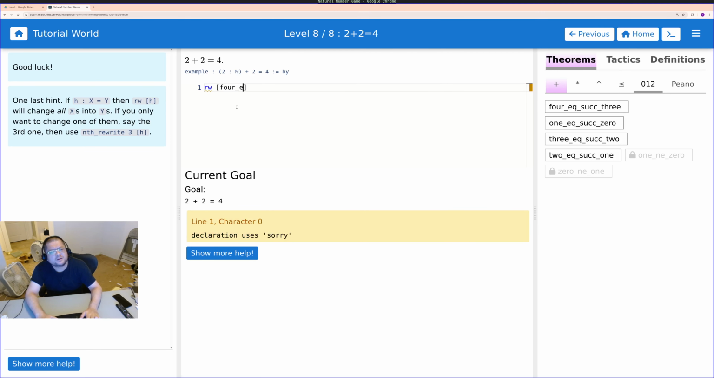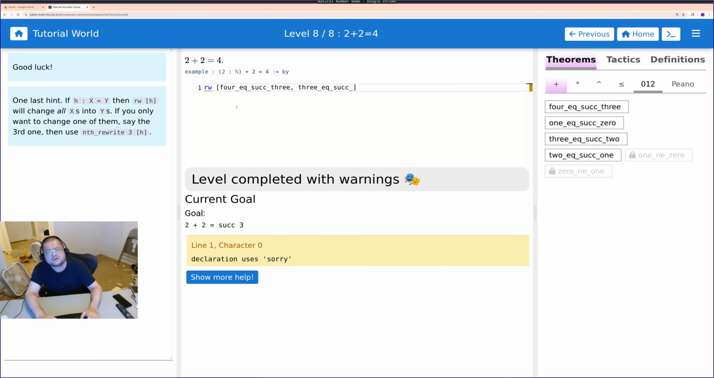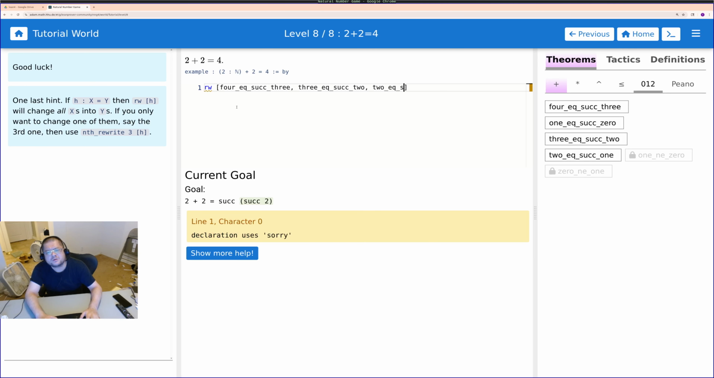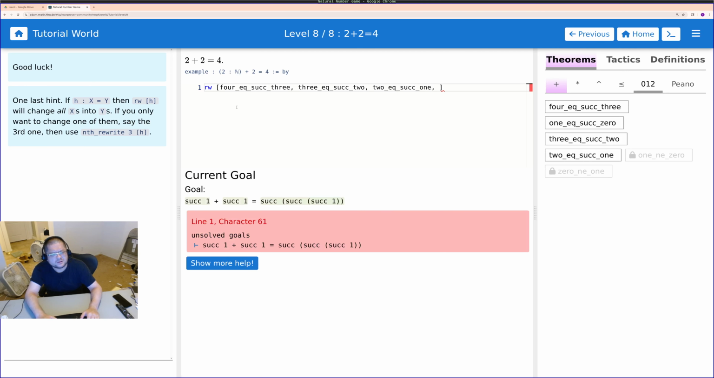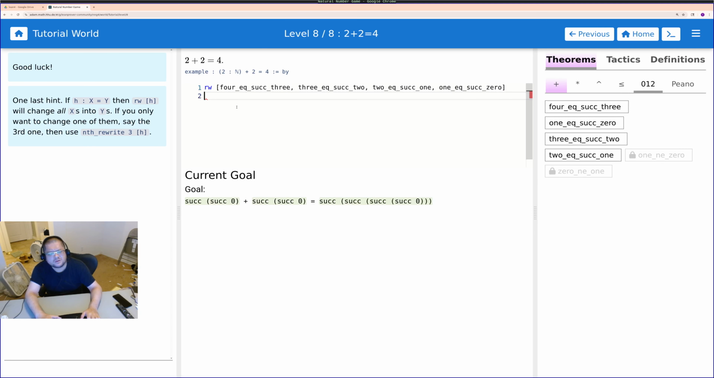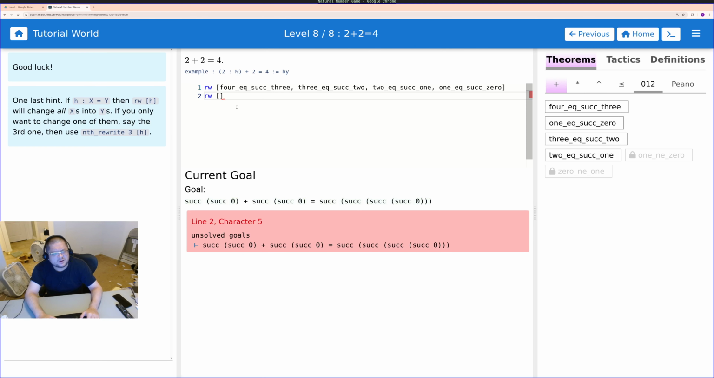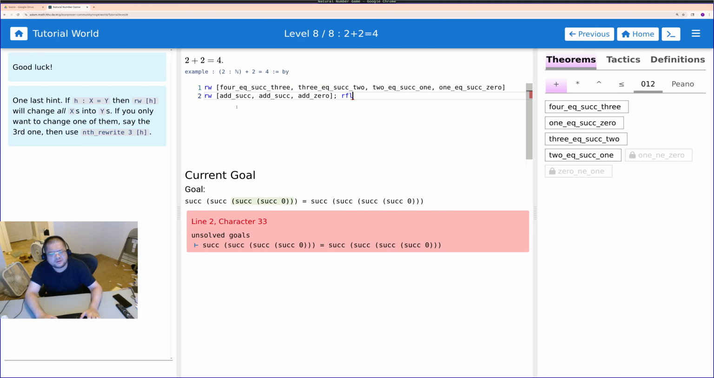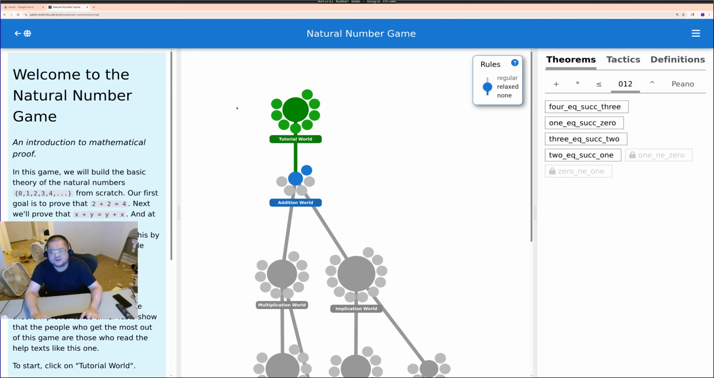4 equals successor 3. 3 equals successor of 2. 2 equals successor of 1. 1 equals successor of 0. Add successor. Add successor. Add a 0. And I think we're done.